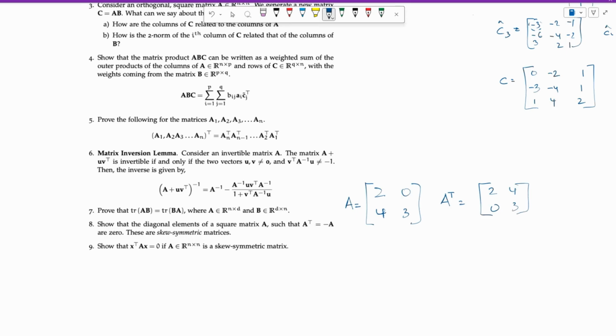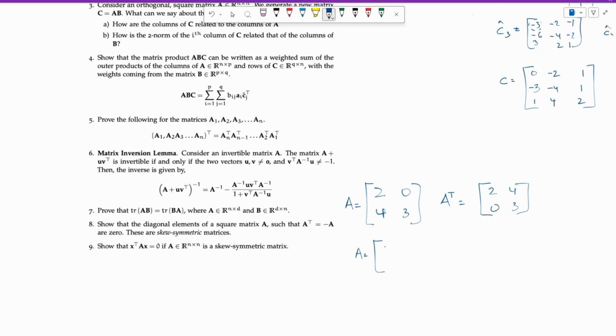Is A a symmetric matrix? Well, if A was a symmetric matrix, A should be equal to A transpose. We simply compare the individual elements. 2 is equal to 2, fine. But 0 is not equal to 4. That means these are not the same. So this is not a symmetric matrix.